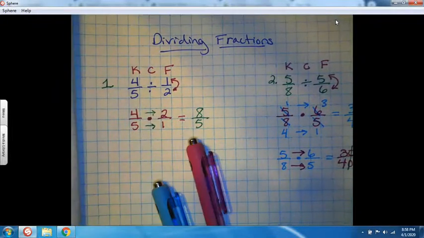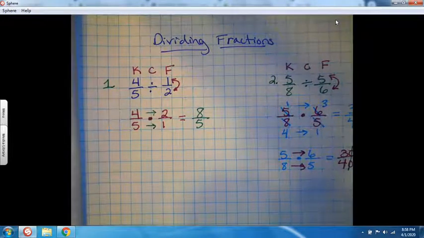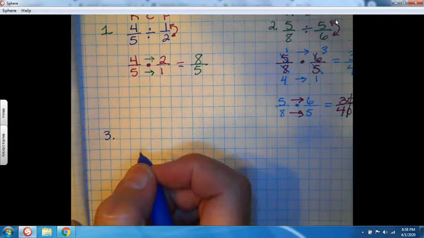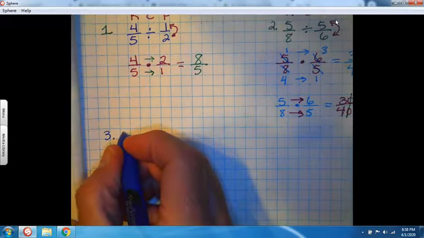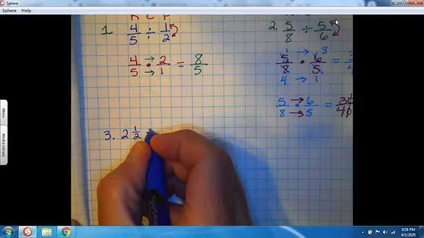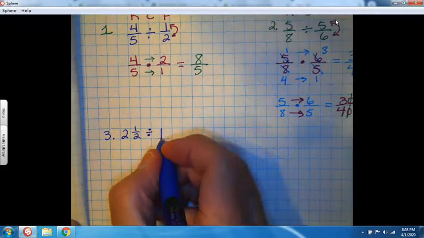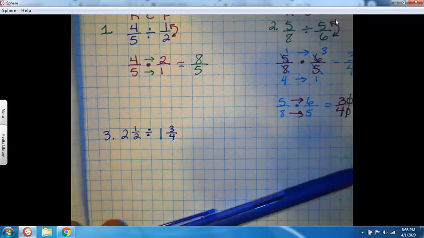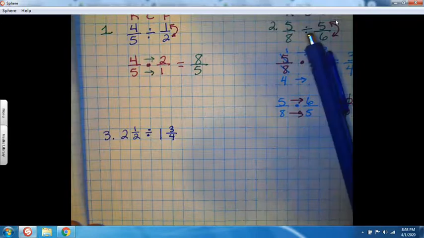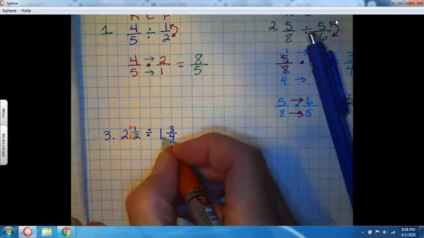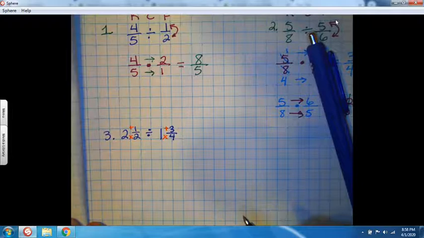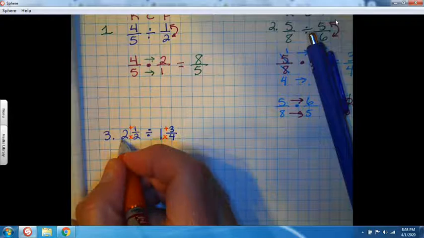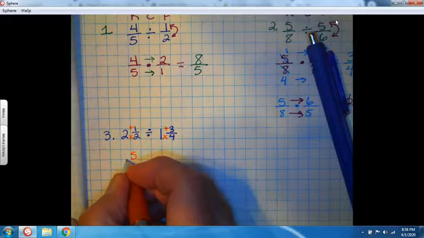Okay, so let's do number 3. Number 3 is one of the mixed numbers. So we have to change that. So here's number 3. So 2 1/2 divided by 1 3/4. So remember, we have to do times plus times plus. So 2 times 1 is 2, plus 1, 2 times 2 is 4, plus 1 is 5, so 5 over 2.